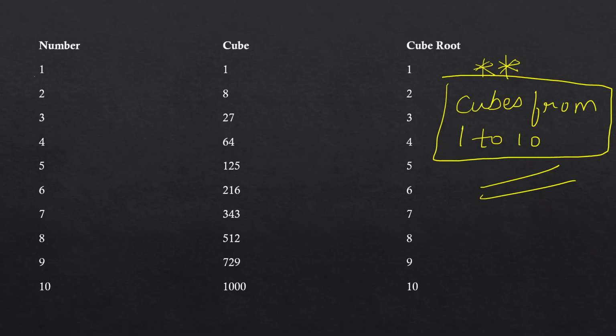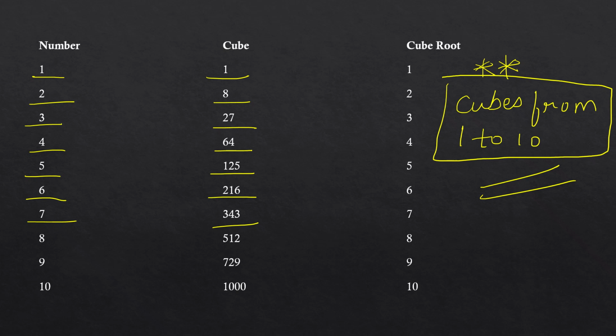So 1 cube is 1, 2 cube is 8, 3 cube is 27, 4 cube is 64, 5 cube is 125, 6 cube is 216, 7 cube is 343, 8 cube is 512, 9 cube is 729, 10 cube is 1000. So please take a screenshot of this or note it down in your notebook. Okay students, this is very important. So let us start with the questions.